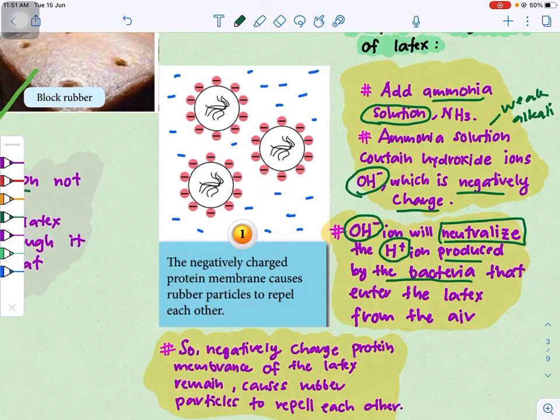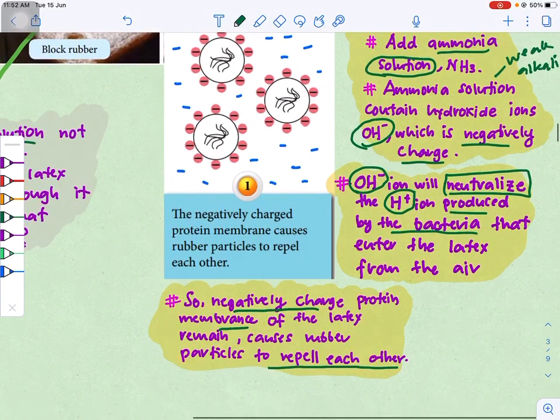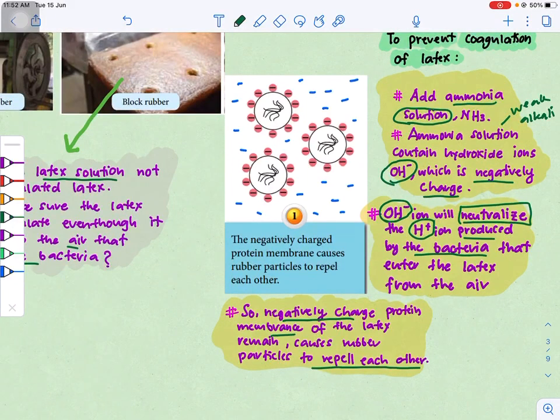Because the bacteria action is very slow, when we add more negative ions, what happens? The negative charge of the protein membrane will remain negative, sentiasa negative. So they will keep repelling each other. So does coagulation occur? The answer is no. So even though we leave it overnight, esoknya pun we can go and collect latex in the form of solution and we can process. Okay, that's all. So I'm going to continue in the next video.